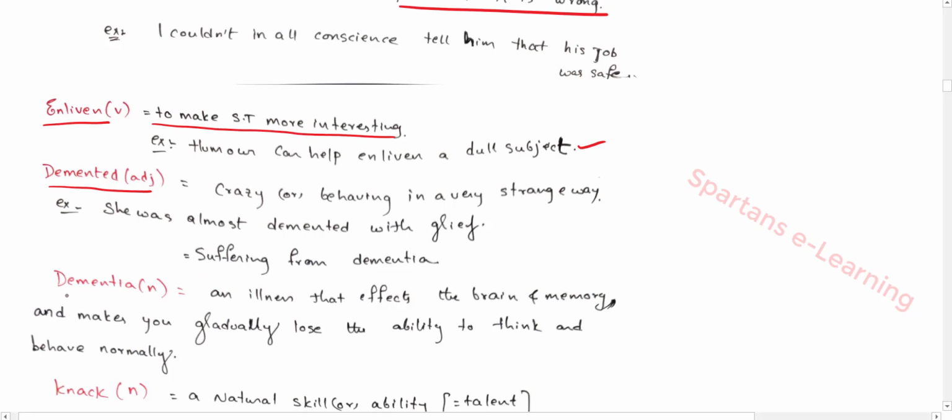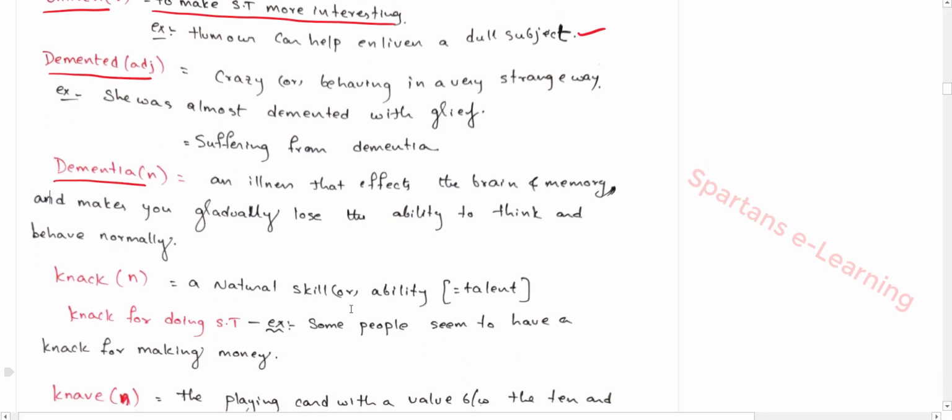Next, dementia. What is dementia? Dementia is a noun. Dementia means an illness that affects your brain and memory and makes you gradually lose the ability to think and behave normally. That is called dementia. An illness that affects the brain and memory and makes you gradually lose the ability to think and behave normally. That is dementia.